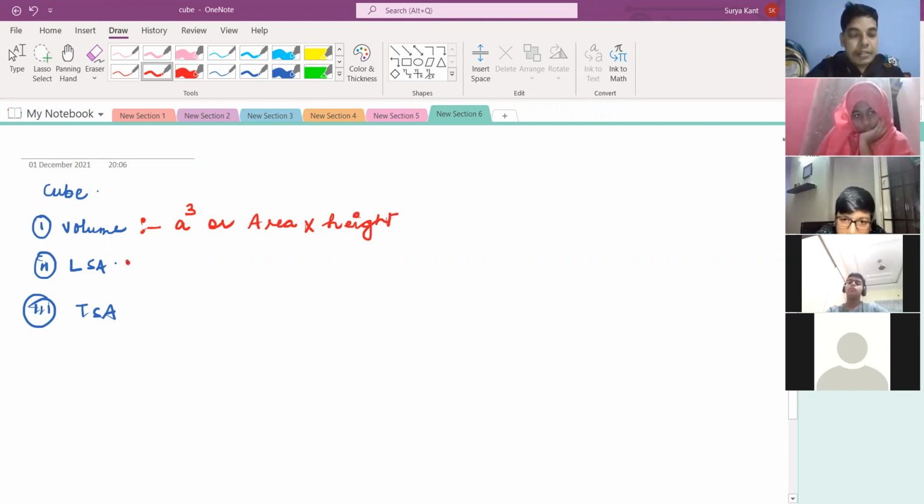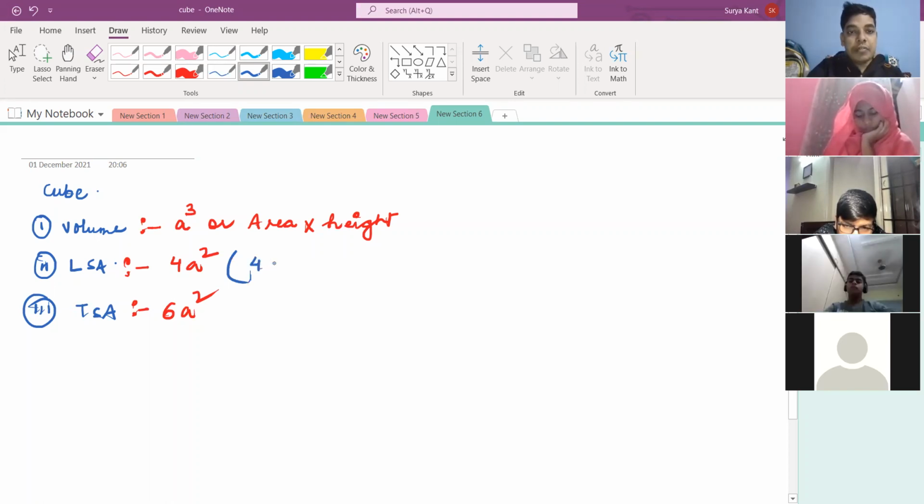Next one is LSA. What is the formula for LSA? 4A square. And TSA is 6A to the power 2, right? If you're coming down to the cube, LSA is also known as the area of 4 walls. One wall of the cube is nothing but A square, so 4 sides is nothing but 4A square.